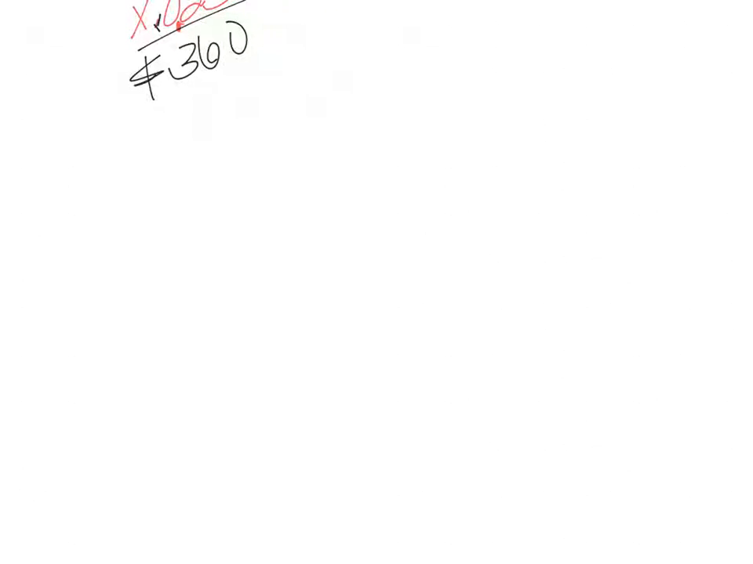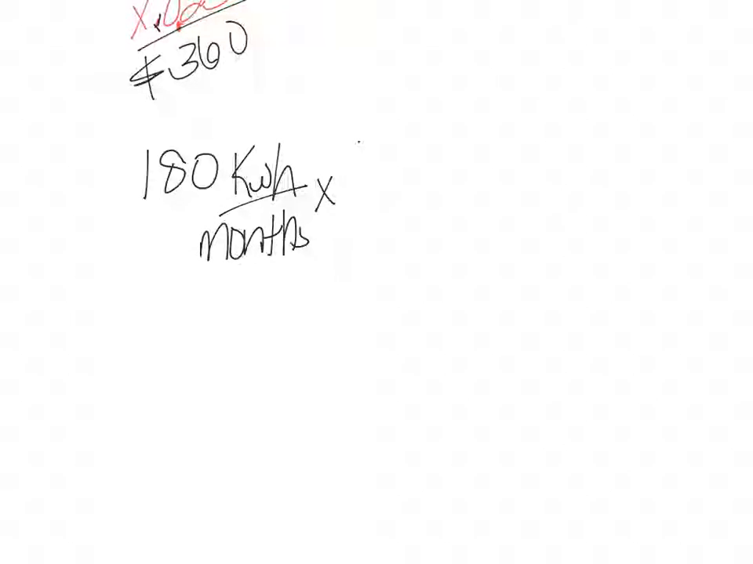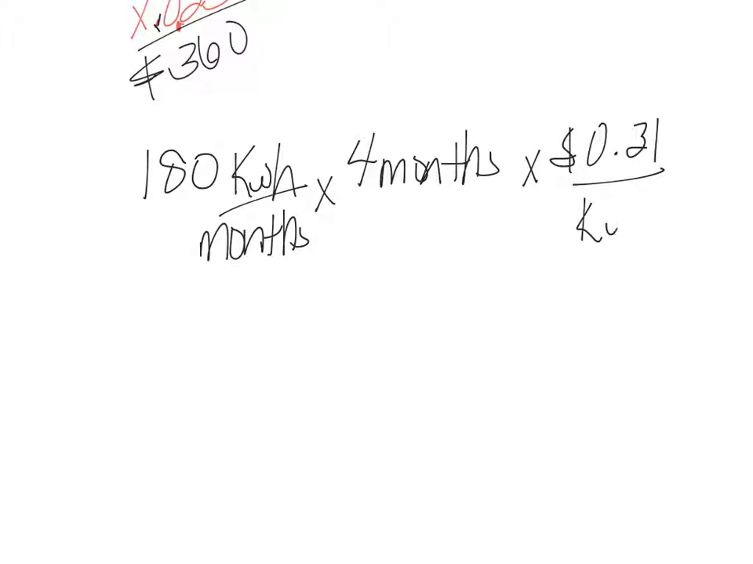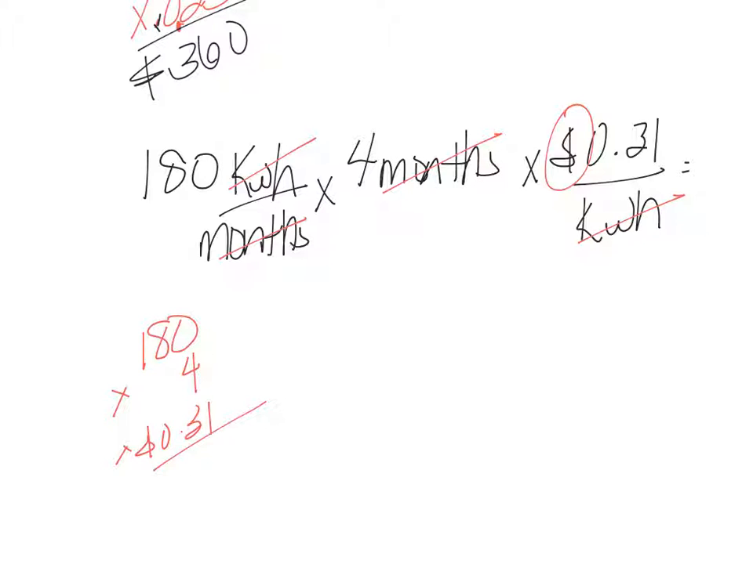So the second part of our answer is we need to calculate it for the hottest 4 months of the year. So I'm going to start it the same way. And this time it's going to be for 4 months. And it's going to cost more in the summer, the price of electricity per kilowatt hour. And we can check if we set it up right because everything cancels and we're left with the unit that we want. And then we go ahead and do the math here on the side. So pause the video and go ahead and do the math.